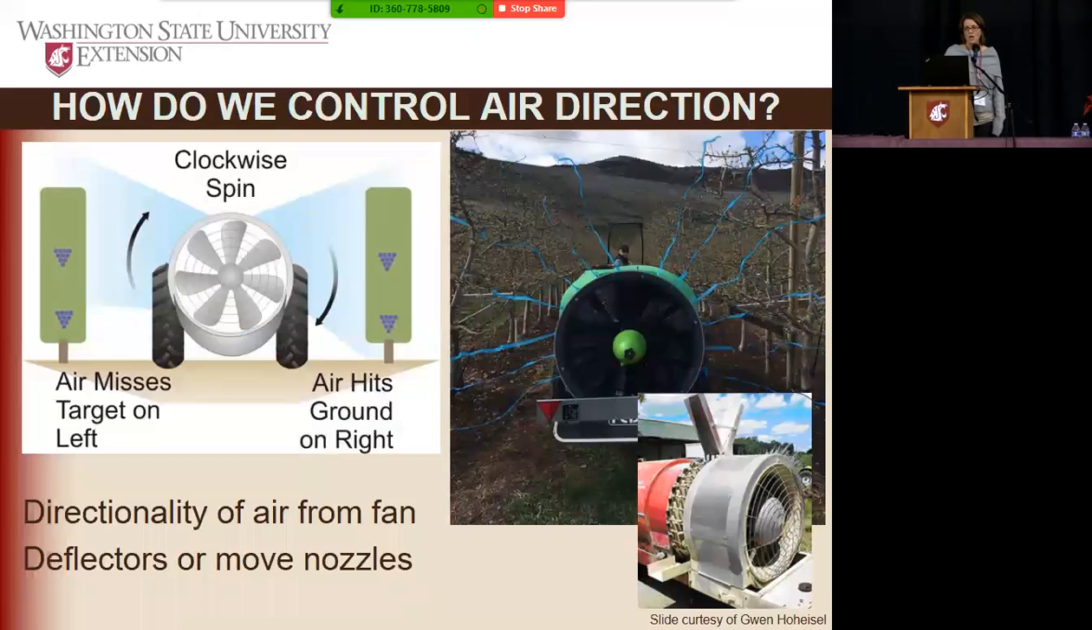So when any fan spins, it doesn't matter if it's on a big air blast sprayer, doesn't matter if it's on one of these machines where you have smaller fans and multi-headed sprayers, when it spins, it provides a uniform movement of air. So as the fan spins, it pushes air down on the side that it's going, and then it pushes air up on the other side, right?